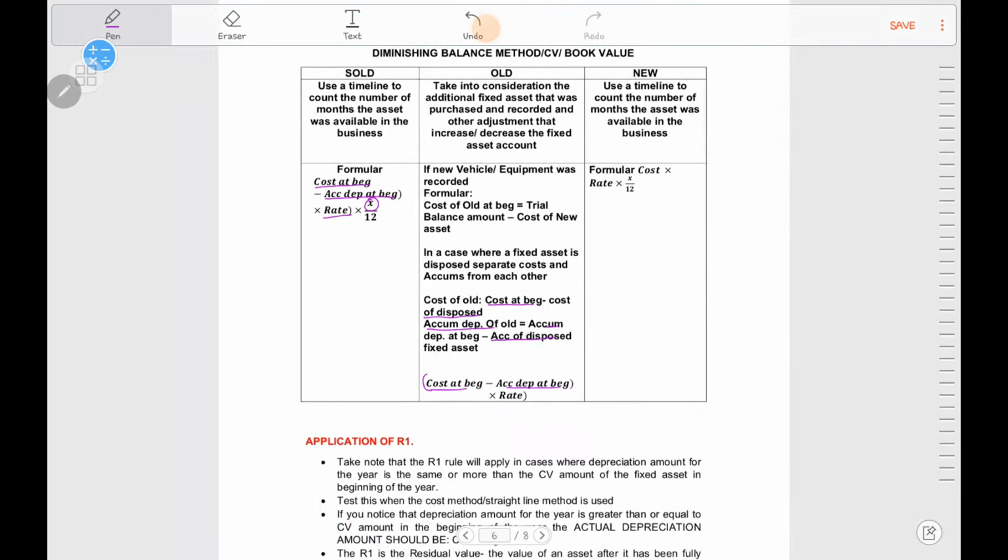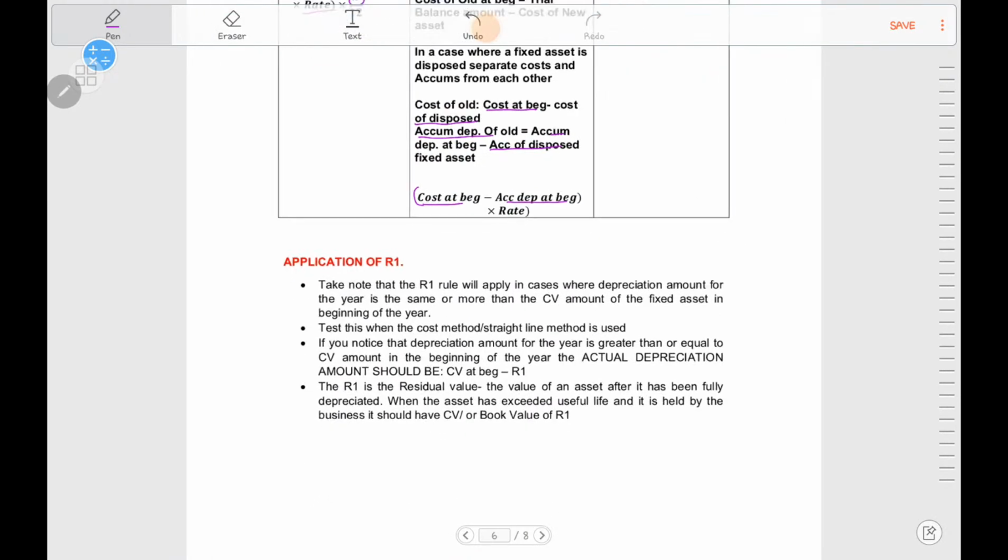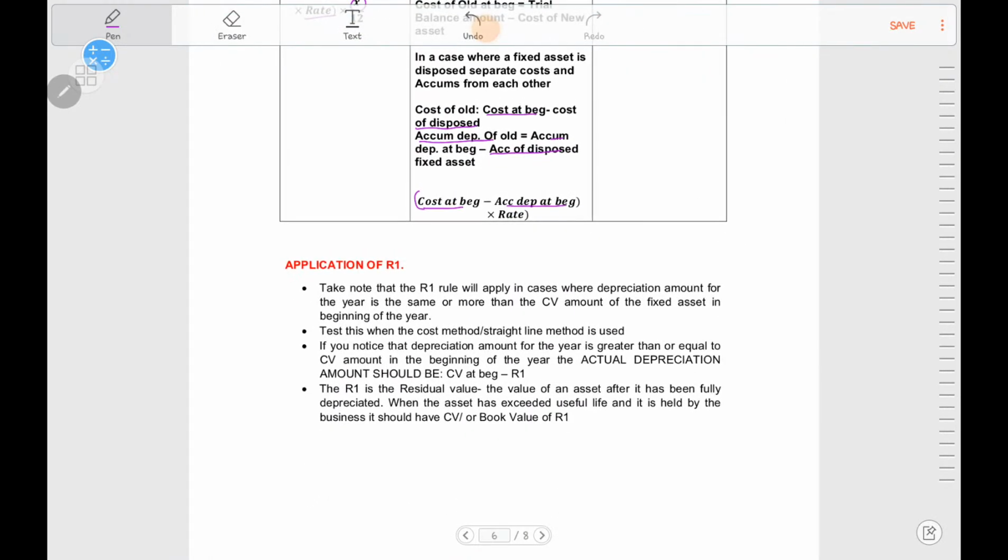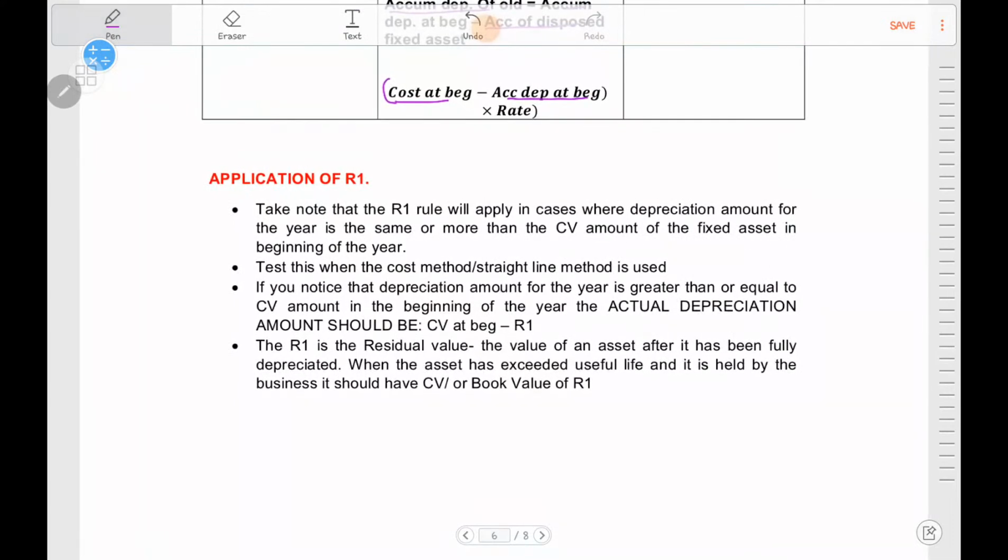Okay, so I want us to go through this one. Now I'm coming to the R1 method. If you guys love singing, then I'm going to do something for you, and you are going to sing it. Each time when you calculate depreciation, especially when they are using the cost method, you should be able to identify whether something is happening. So let me not spoil it for you and explain now.